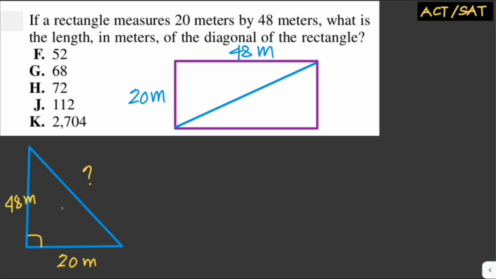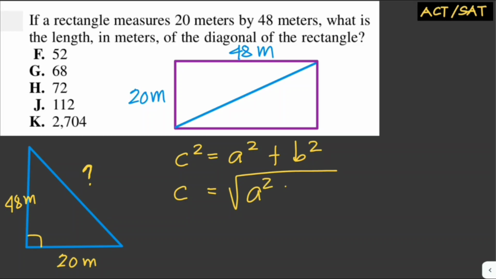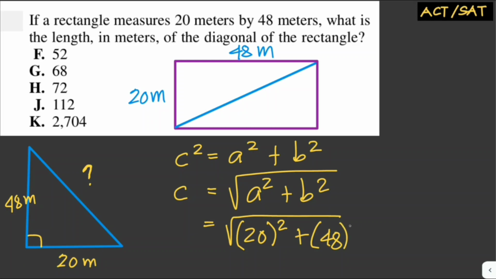So if this is the half of our rectangle, this is the base of our right triangle, which is 20 meters, and the other leg or the height is just equal to 48 meters. And now we can solve for the hypotenuse, which is just equal to the diagonal of the rectangle. We can use the Pythagorean theorem in solving for the diagonal or the longest side. So that would be c squared equals a squared plus b squared. So c is just equal to the square root of a squared plus b squared. Then we plug in the values of a and b. So that would be 20 squared plus 48 squared.